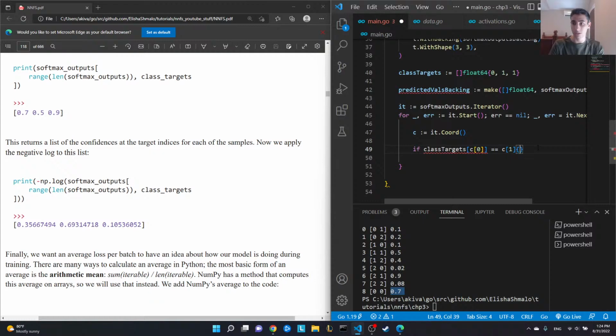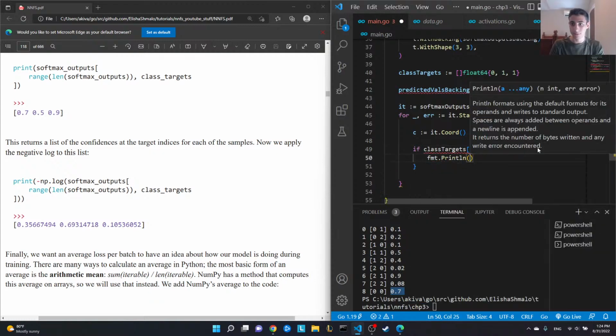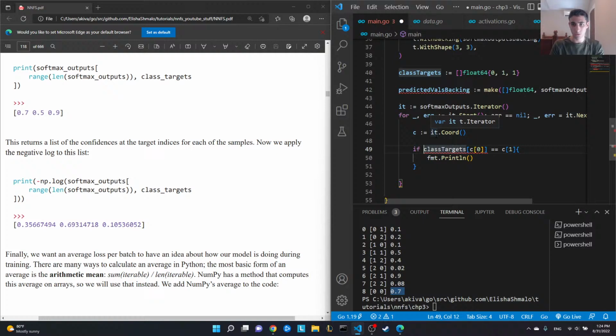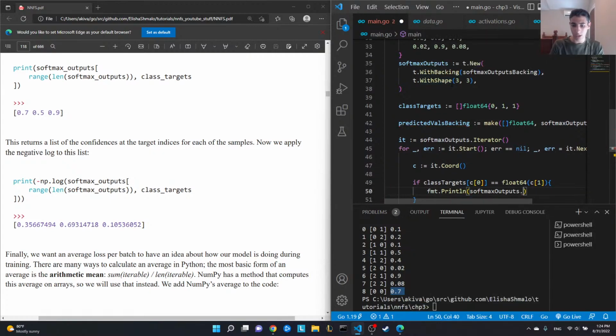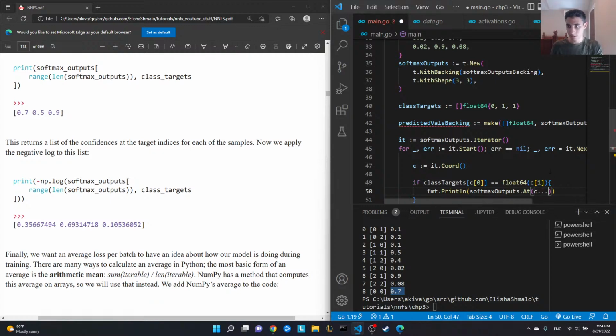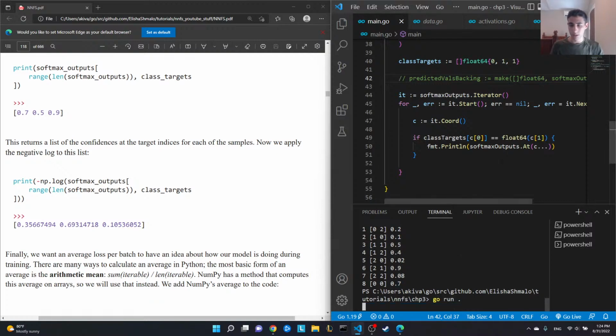And I could actually print this out. So let's say fmt.Println. What will this be? Well, what's wrong here? Invalid operation, mismatched types float64. Okay, so let's change this one to a float. Why not? Float64. Great. Println, we want to get the softmax outputs dot At the C, which was just C. Dot. Great. This one we could still comment out for a second.